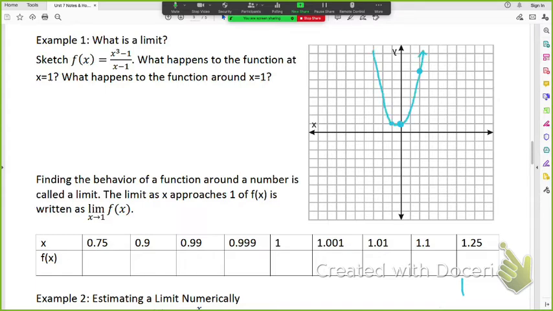Okay. So looking at the graph, could you estimate what it looks like the graph is touching at x equals 1? Like if I asked you for an ordered pair on my graph, at 1, what do you think the y value would be? 2. You'd guess at 2. Yeah?